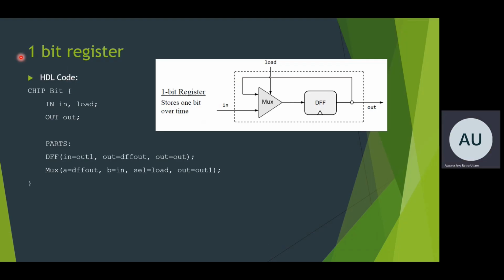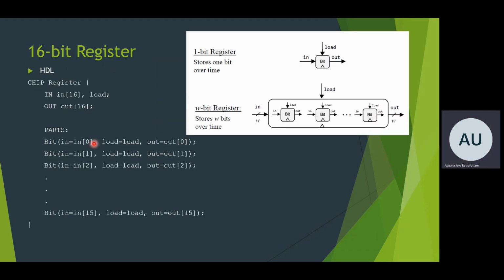We go back. After the 1-bit register, we come to the 16-bit register. The same process, but the thing is, we are connecting 16 1-bit registers in a serial way. Here, this is the W-bit register. Here, W is equal to 16, and it stores W bits over time. 1 bit means it has only one load, and here for W bits we have one big load, each connected to all the different loads, and they are serially connected. So the first input will go into the second input. Similarly, the 16-bit register is made. So we connect 16 1-bit chips together to form the 16-bit register.